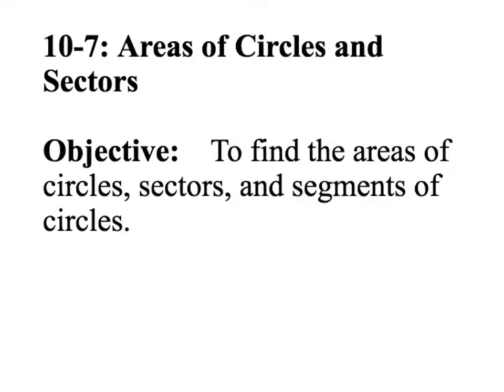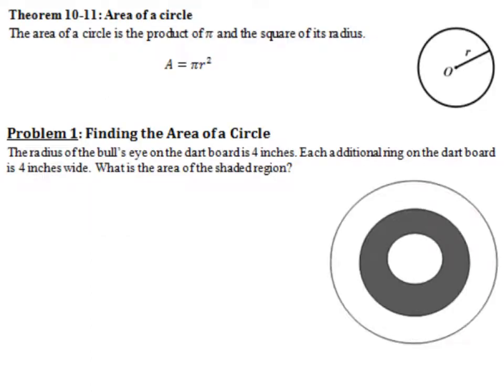Welcome to 10.7. In this section, we're going to be talking about areas of circles and sectors. The formula we're going to be using comes from theorem 10.11. To find the area of a circle, we take the product of pi and the square of its radius. So we're going to use area equals pi r squared.